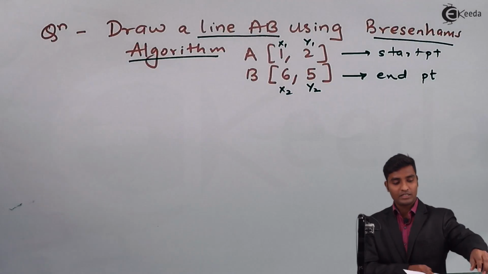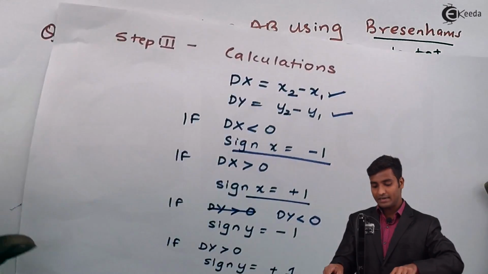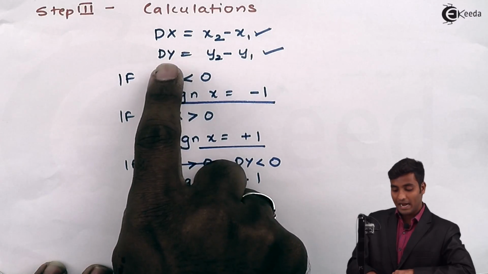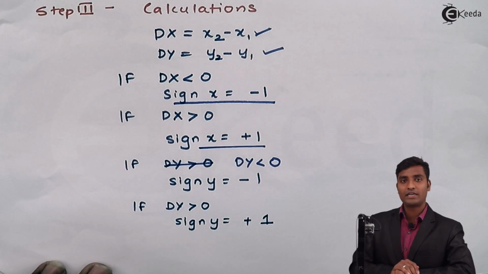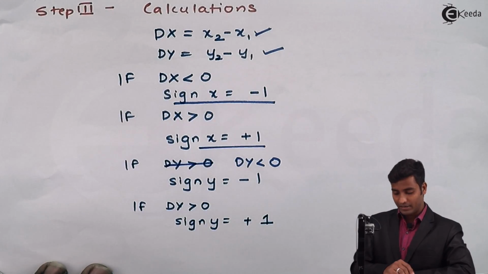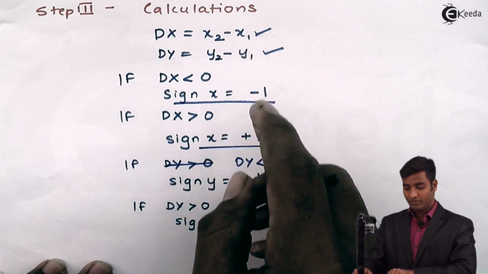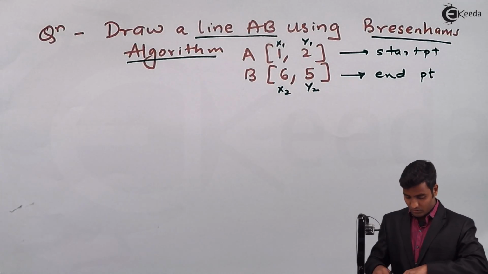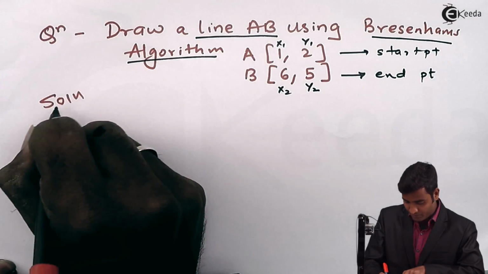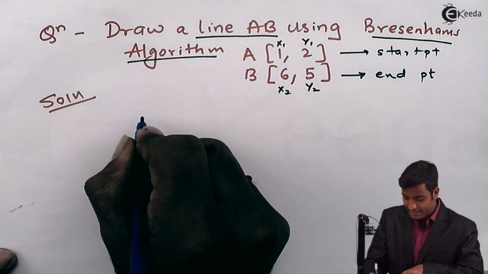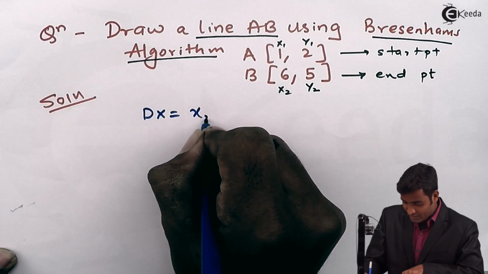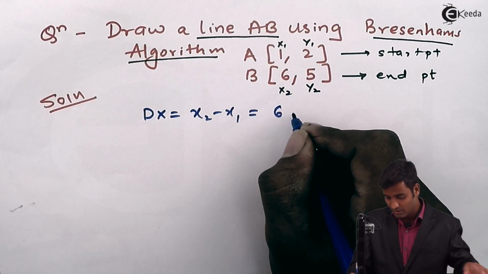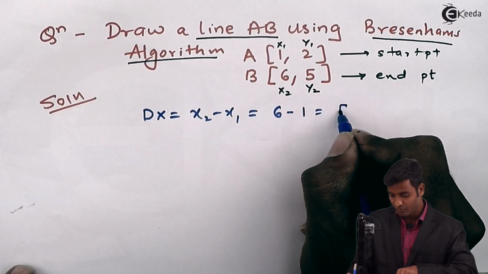And the third step is the calculation part, which means that we have to calculate dx and dy, where dx is the difference in x coordinate and dy is the difference in y coordinate. So these two things have to be calculated first. So I will calculate. Solution for this problem. First step is to calculate dx. So dx is x2 minus x1. So x2 is 6 and x1 is 1. So 6 minus 1, which is equal to 5.